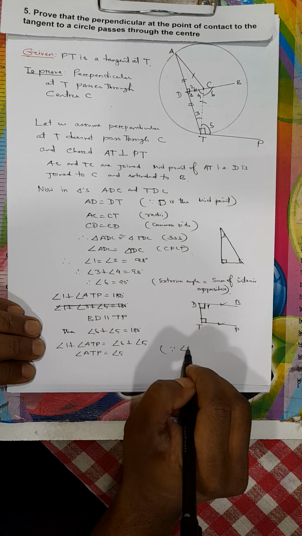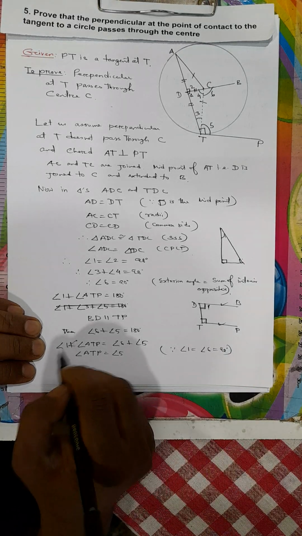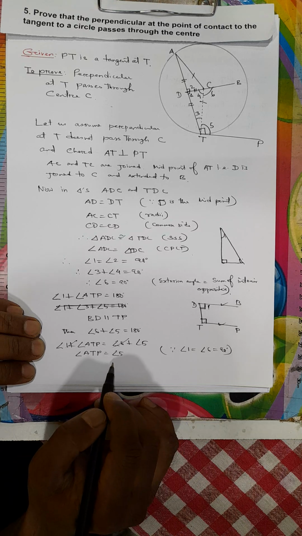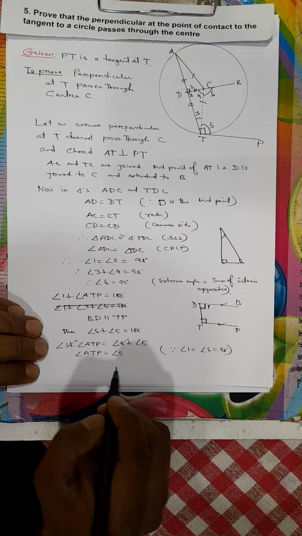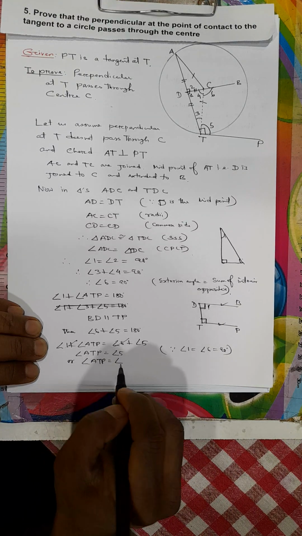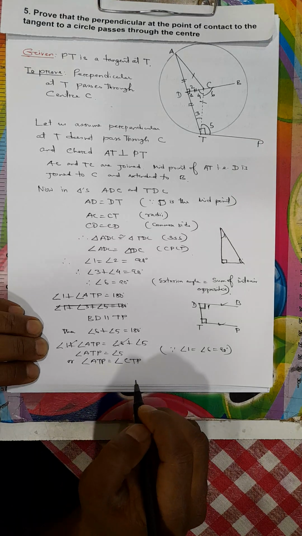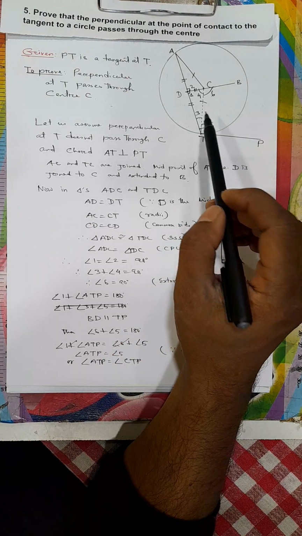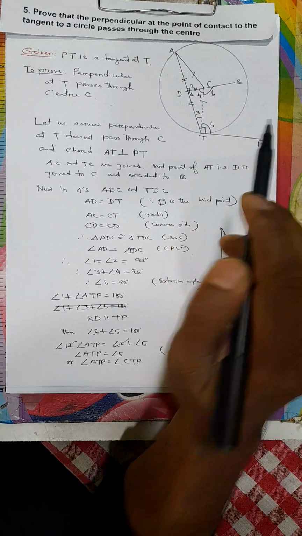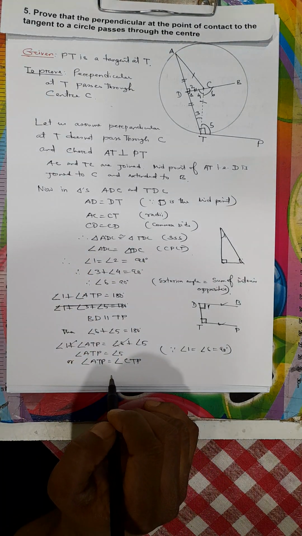Since angle 1 equal to angle 6 equal to 90 degree, we can cancel out these two equal parts. Angle ATP equal to angle 5 means angle ATP equal to angle CTP. But from the figure you see, angle ATP and angle CTP are two different angles. So our assumption leads to a wrong conclusion, right?